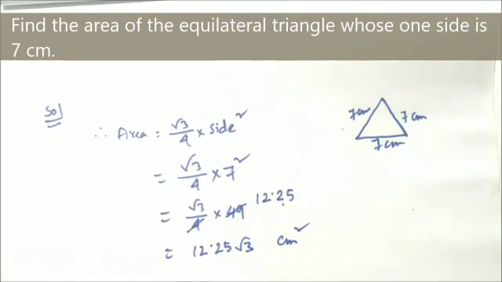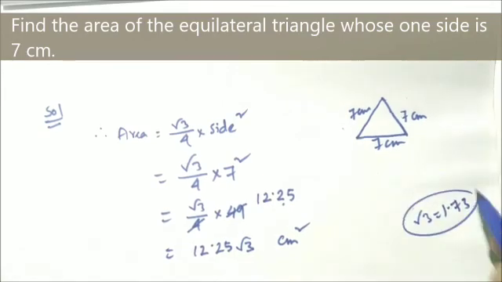Since we do not know the value of root 3, the value of root 3 is almost 1.73, but no need to calculate. Already it is calculated because you have divided 49 by 4, and the value of root 3 is not given in the question. So we can leave it here. No need to find the whole solution. But if the question had given that the value of root 3 is 1.73, it would be given within brackets. But here it is not given, so no need to find the final answer, you can leave it here.